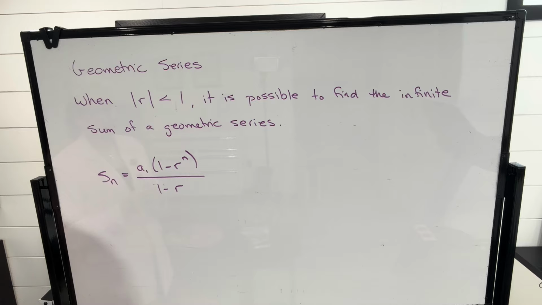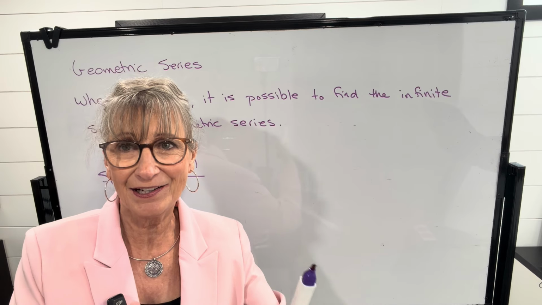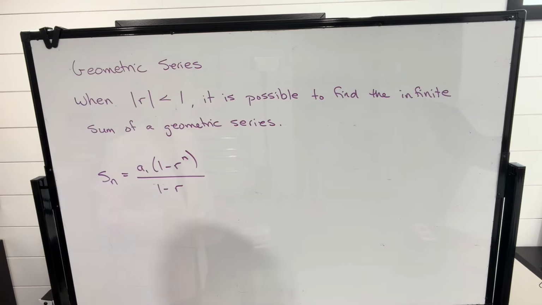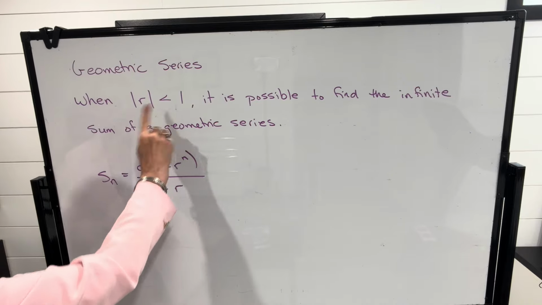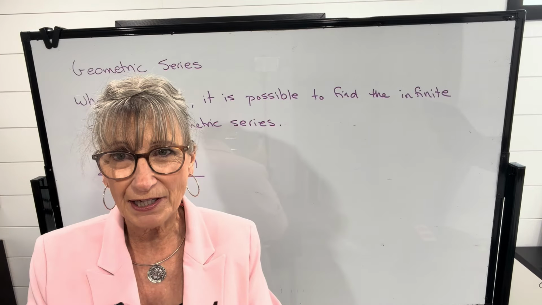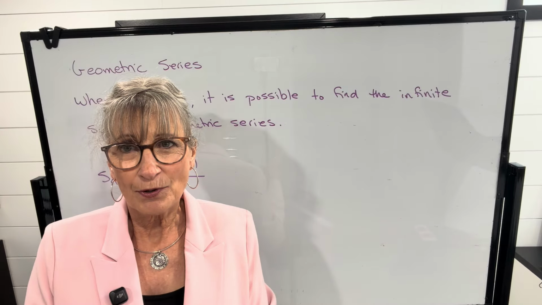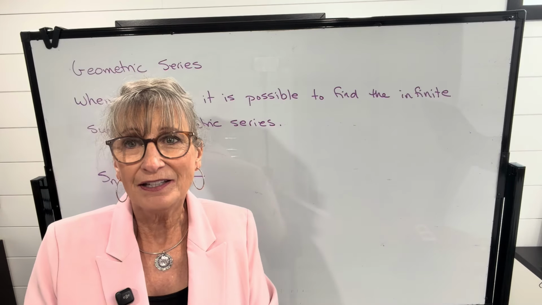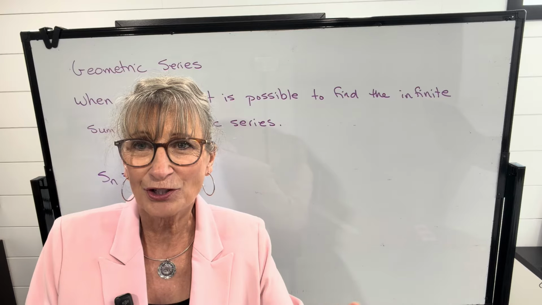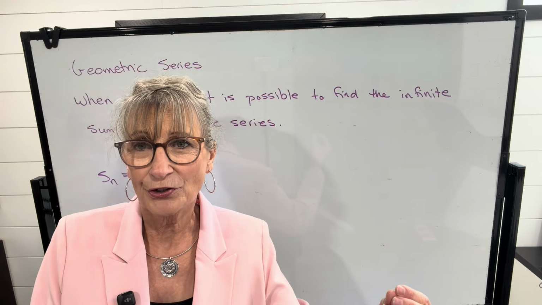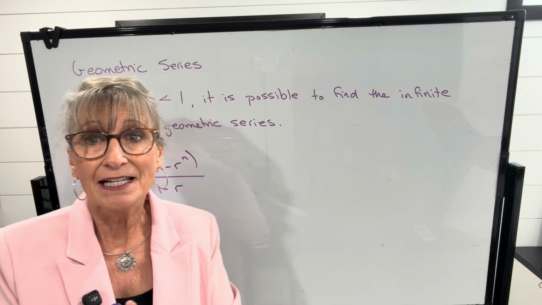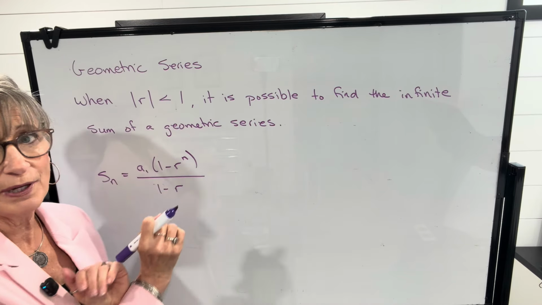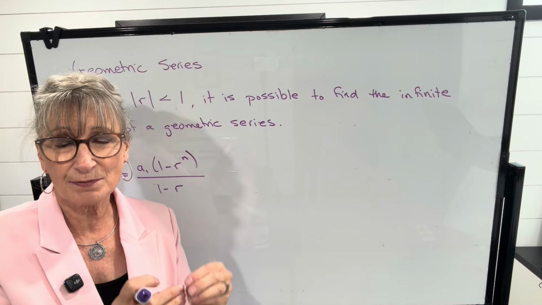Now I want to talk about something called the infinite sum of a geometric series. That means finding the sum when n approaches infinity. It will only be possible to find that if the absolute value of r is less than 1. So in other words, r is a fraction between negative 1 and 1. If r is a value outside of that, it's impossible to find the infinite sum, because as n increases, our numerator grows without bound. However, if the absolute value of r is less than 1, this will not grow without bound. It will actually converge to a specific value.